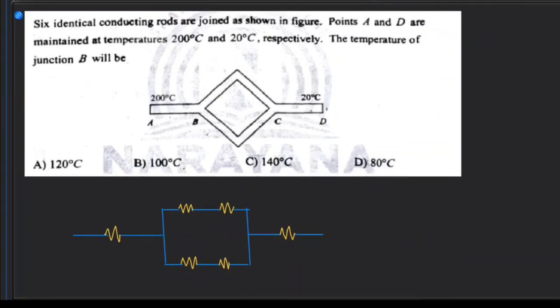So this is the next question, from heat transfer. There are 6 identical conducting rods joined as shown in the figure, right? Points A and D are maintained at temperatures 200 degrees Celsius and 20 degrees Celsius respectively. The temperature of junction B will be. So these are all identical rods.